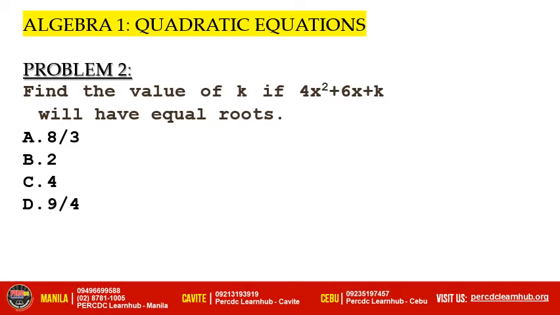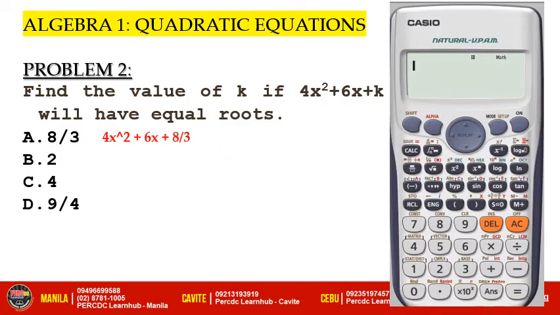Again, bakit sinabi ko pong dalawa? Kasi nga, yung quadratic equation ay may two roots. Okay? Two roots po yung quadratic equation. So, let's start with letter A. Substitute natin si 8 over 3 sa k. So, yung quadratic equation natin is 4x squared plus 6x plus 8 over 3. Yan po yung ikakalkyo natin. And then, ganun din gawin natin choices by choices. Okay, so unahin natin yung letter A.